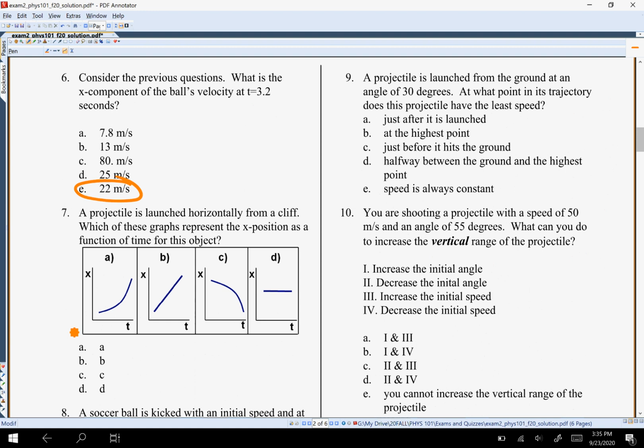Projectiles launched horizontally from a cliff. Which of these graphs represent the x position as a function of time? So this is where it goes like this. Initially, it has, oh, I see, this is the x position. The slope of this x versus t graph should show a velocity that is constant, unchanging and positive. So it should look like B.